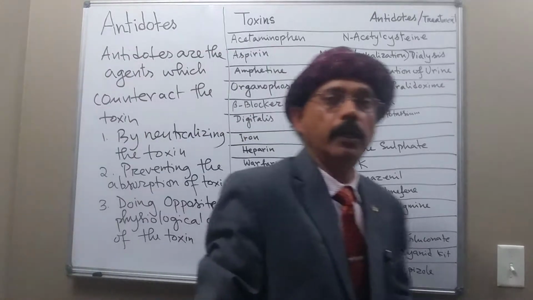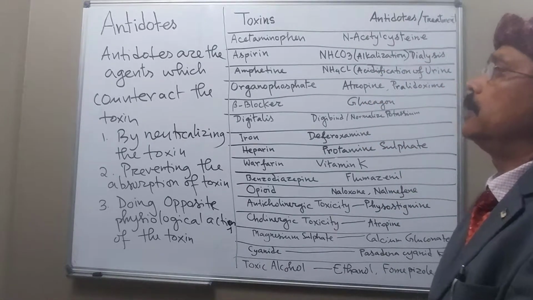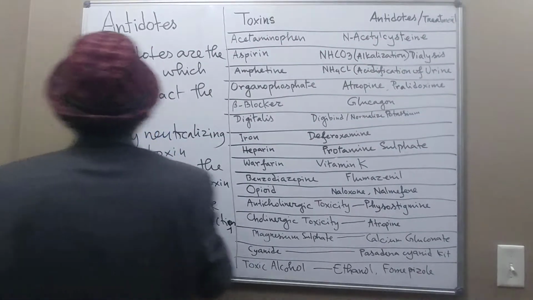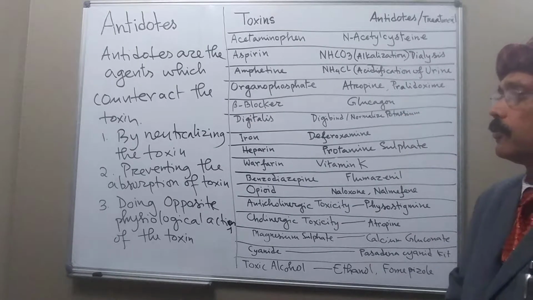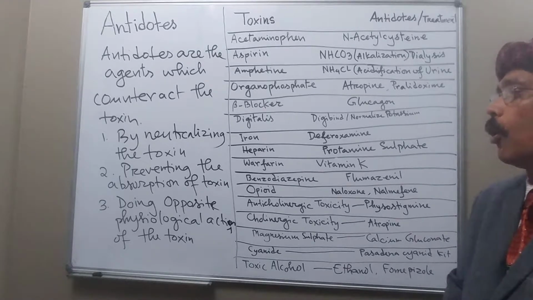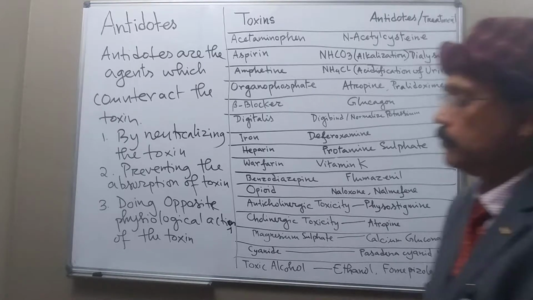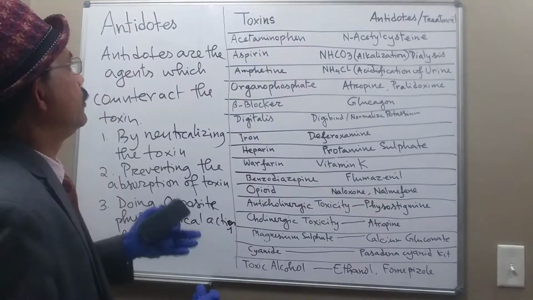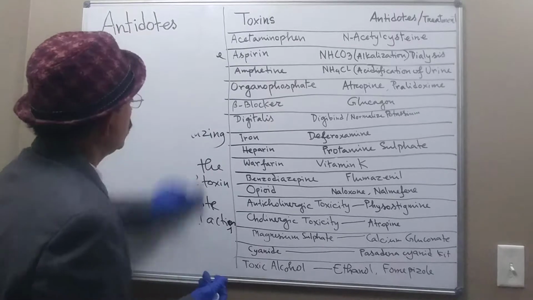So we got the antidote. What is an antidote? An antidote is an agent that counteracts the toxin. How do they counteract the toxin? By neutralizing the toxin, preventing the absorption of toxin, doing opposite physiological actions of the toxin. Okay. Today I will discuss a few toxins and their antidotes. First of all, let us start one by one.